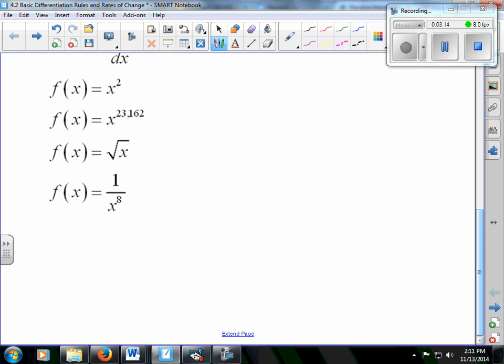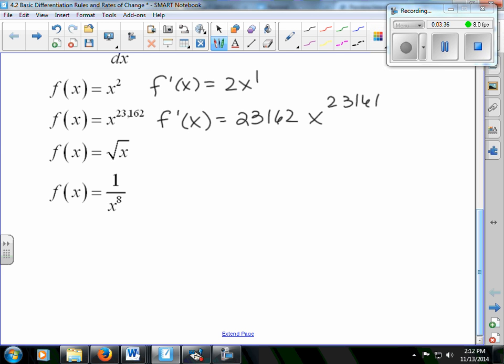What about if f of x is x squared? Well, then f prime of x is 2 times x to the 1. What about if f of x is x to the 23,162? Then my derivative is 23,162 times x to the 23,161. So I'm just using that power rule over and over again. Okay, and my last two examples here say 1, 2, 3, 4.